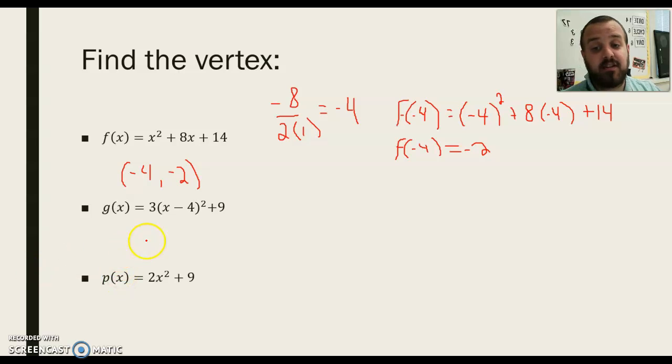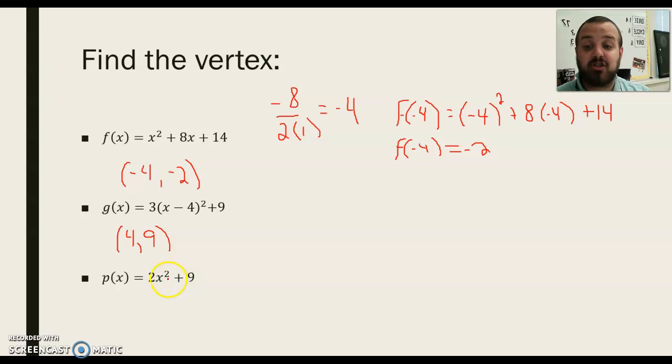The next one's in vertex form, so this one's really easy. I don't have to do any algebra for it. I just look at it and go, oh, my h value, that's going to be 4. My k value, that's going to be 9. Bada bing, bada boom. We've got our vertex, okay? So vertex form, that's why it's called vertex form. Really easy to get the vertex. You don't have to do any algebra.